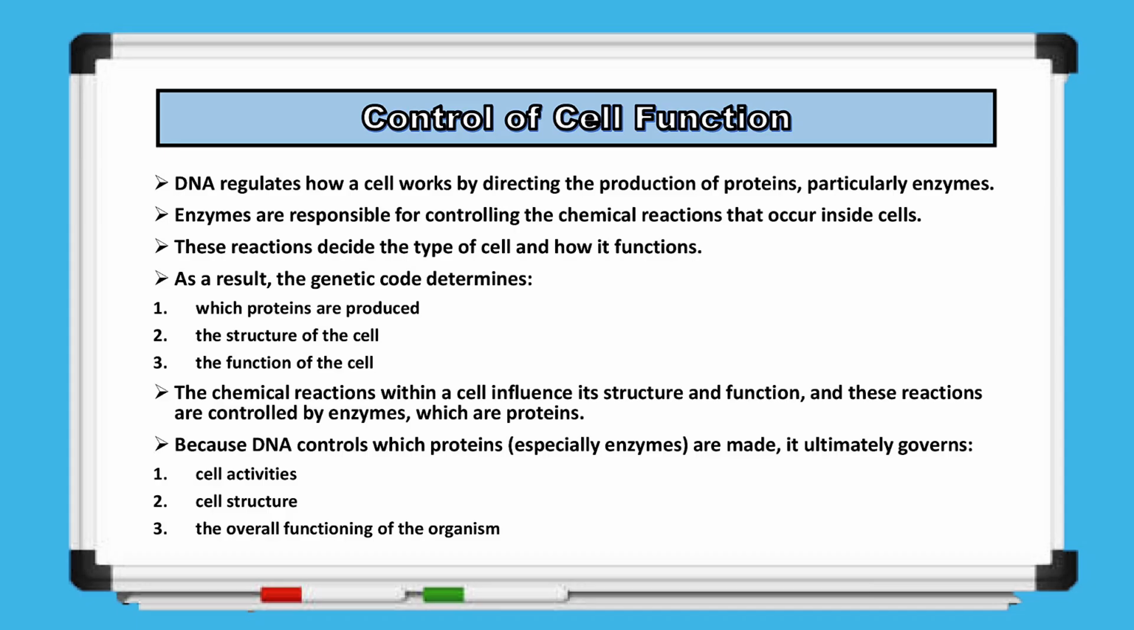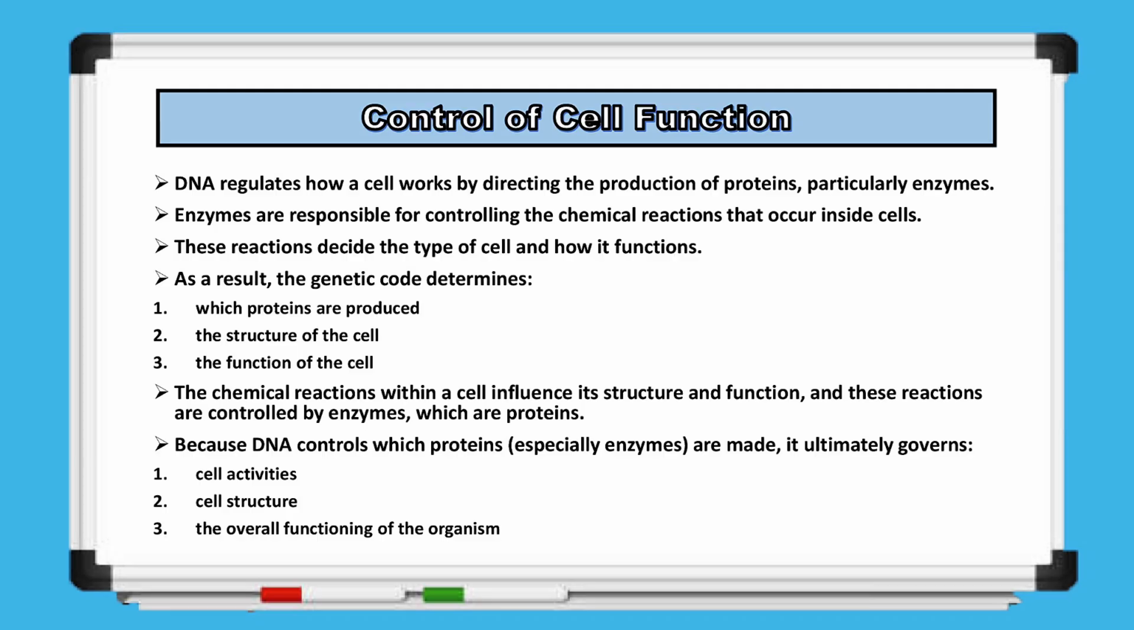DNA controls how a cell works by directing the production of proteins, especially enzymes. These enzymes are responsible for controlling the chemical reactions that take place inside cells. These chemical reactions determine what type of cell is formed and how it functions. In this way, the genetic code plays an important role in deciding which proteins are produced, what the structure of the cell will be, and how the cell will function.